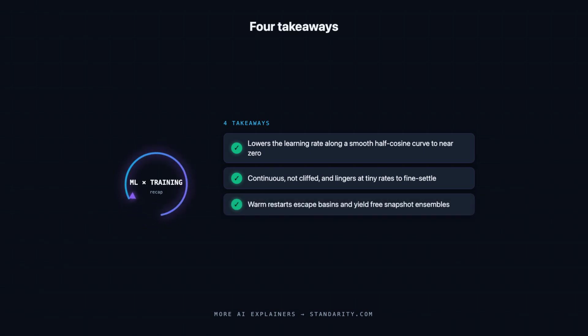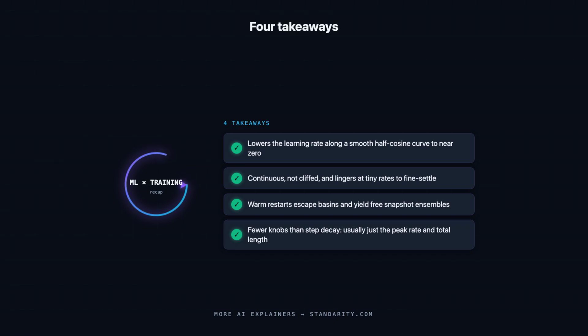Cosine annealing with warm restarts periodically jumps back to the peak, letting the optimizer escape basins and yielding a free ensemble of snapshots along the way. With fewer knobs than hand-tuned step decay, it's become the default across modern vision and language training. So you usually just set the peak rate and the total length.